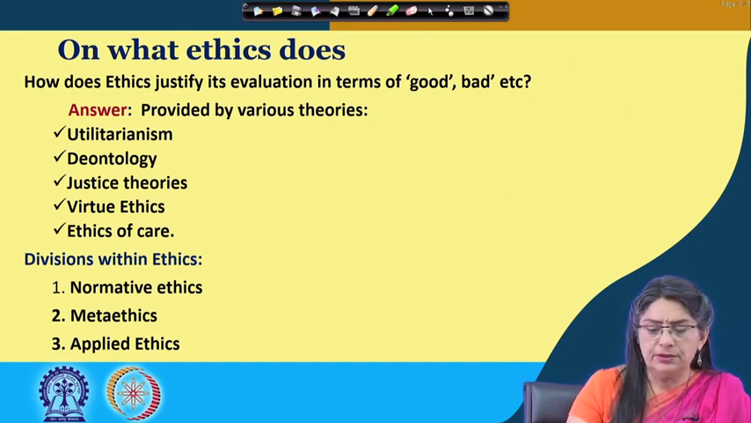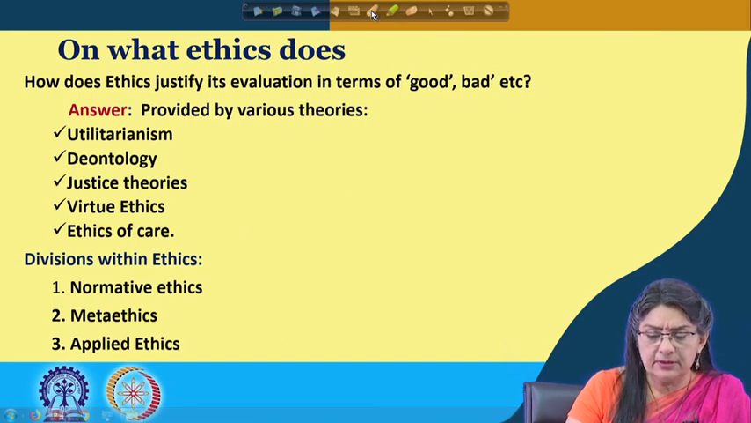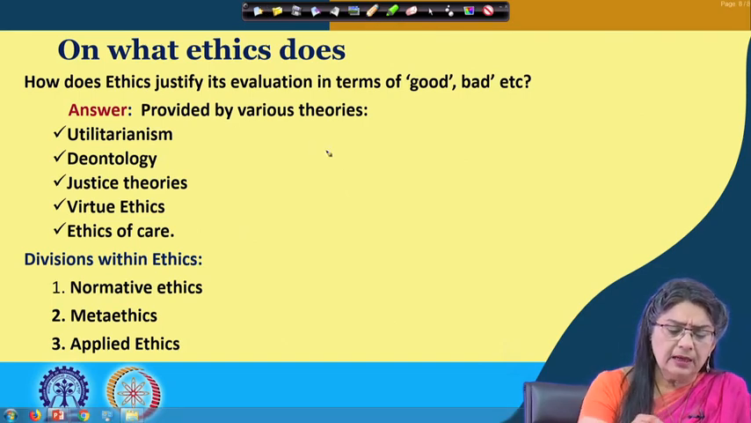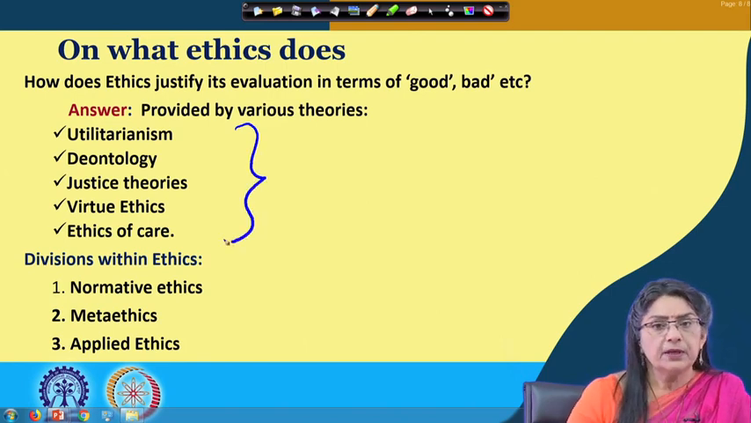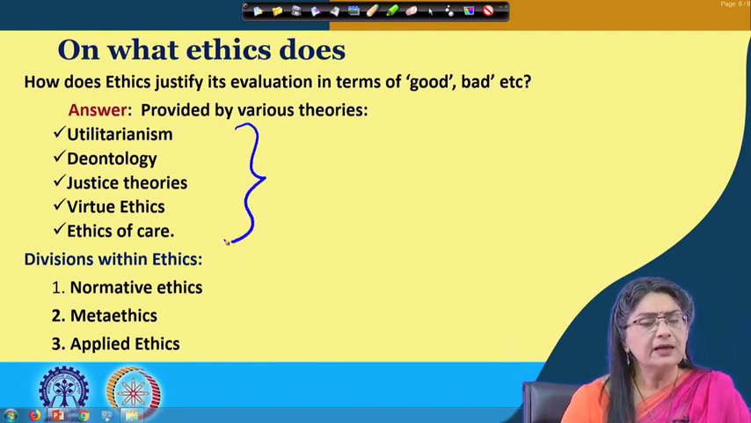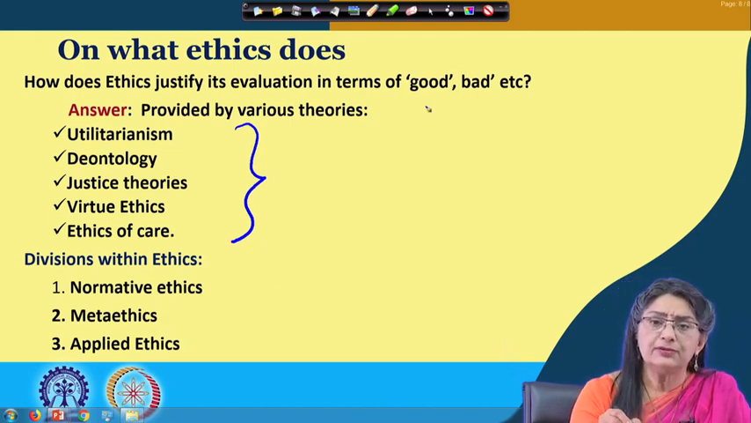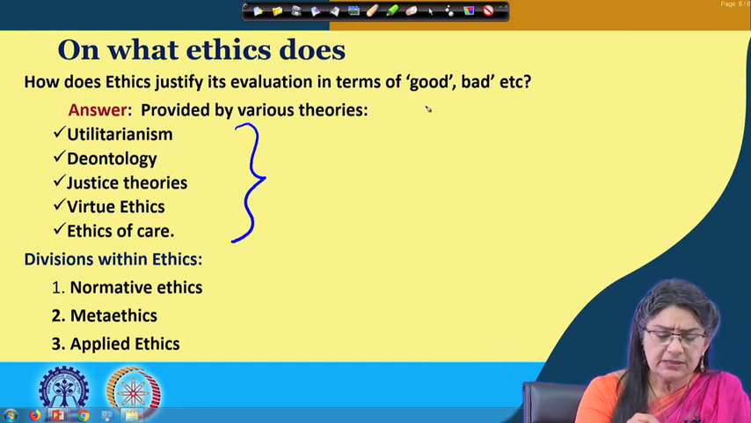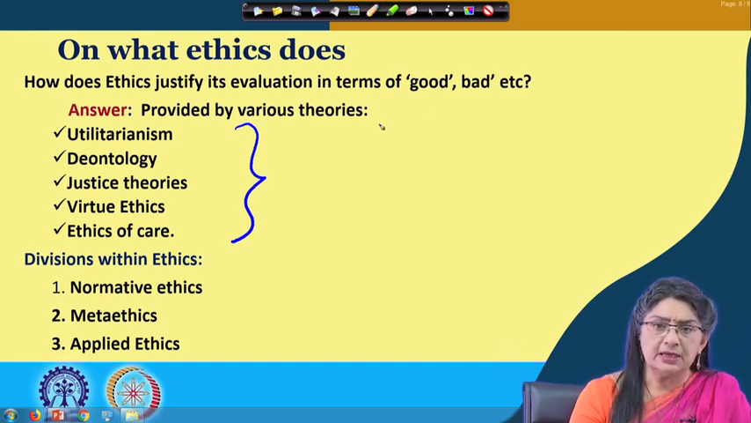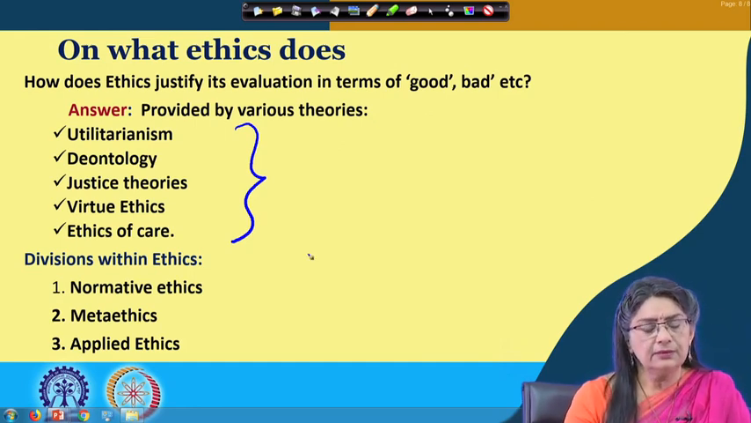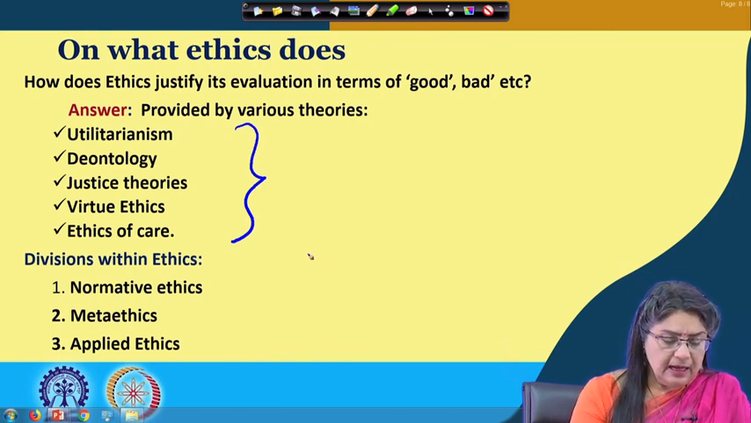And this is where I need to point you towards these theories. There are a number of theories in ethics which will give you various kinds of justifications for why things or actions are called good or bad, why certain practices are held as ethically right or ethically wrong. So the justifications are provided by various theories, and this is something that we will be looking into in our second week. So we will save the discussion till then.